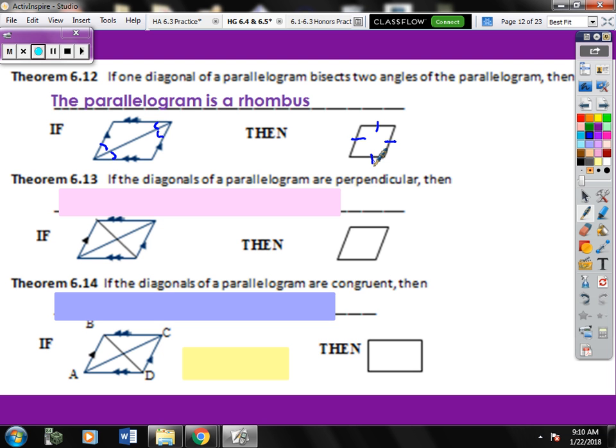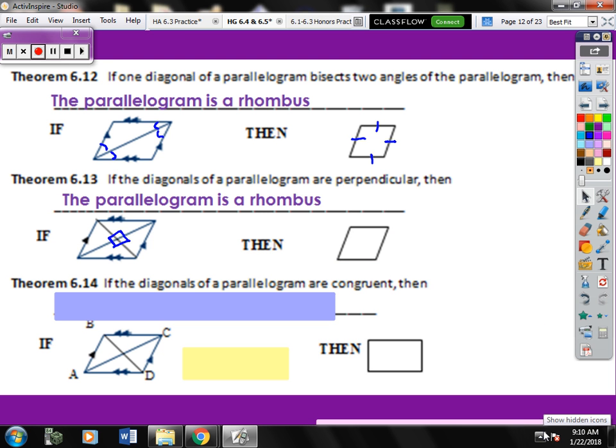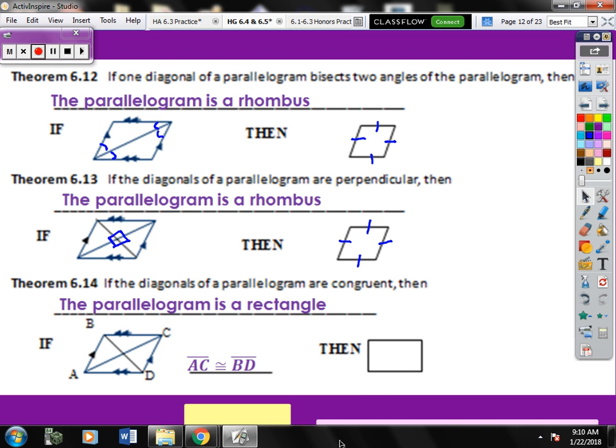Another converse, if the diagonals of a parallelogram are perpendicular. So if I show you that the diagonals are intersecting to form right angles and you know it's a parallelogram, then you know that it is a rhombus. Last one says if the diagonals of a parallelogram are congruent. So if you know that BD is congruent to AC, or AC is congruent to BD, then it must be a rectangle.